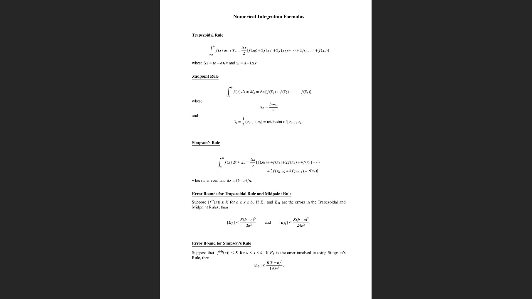Okay, so trapezoidal rule, midpoint rule, Simpson's rule, the formulas are all there. And then you have these error bounds for the trapezoidal rule, midpoint rule, and Simpson's rule. Now, this formula sheet you will have access to on your exam next week. You do not have to memorize these formulas from section 5.9.